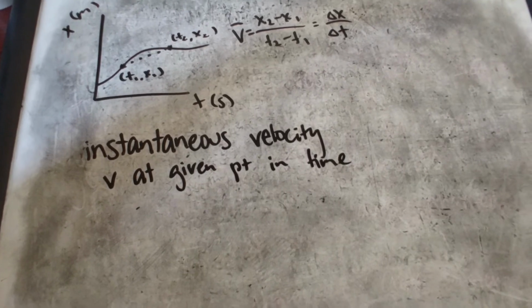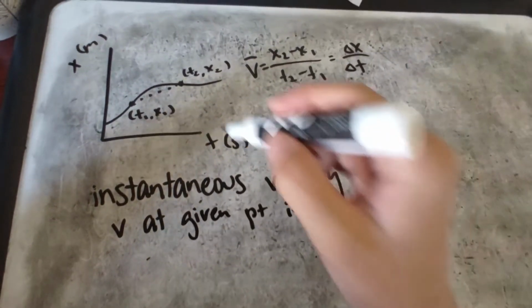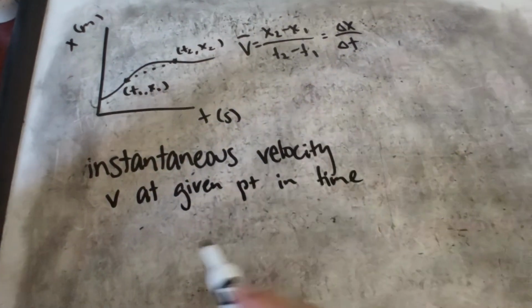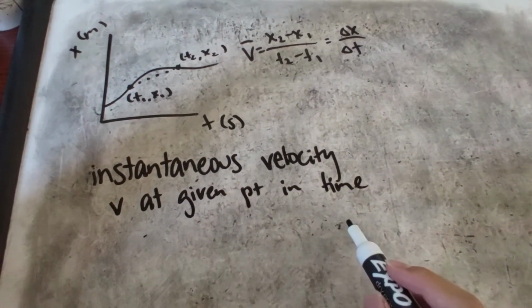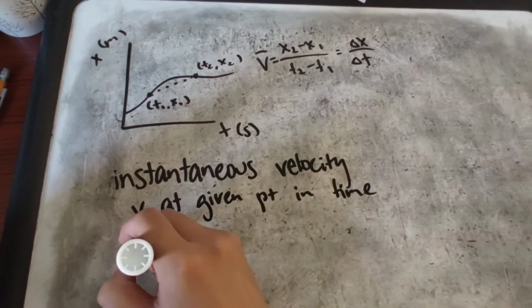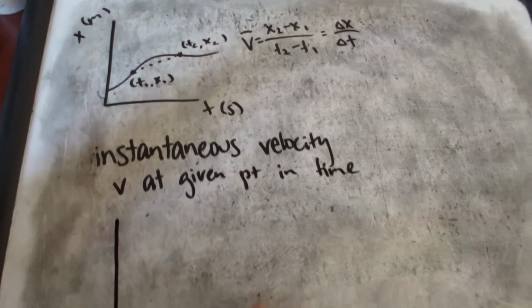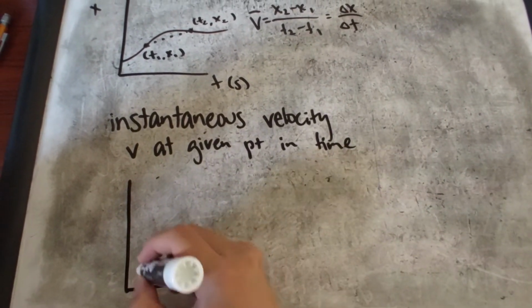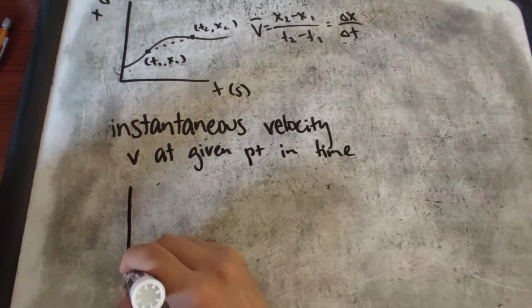This is the velocity at a given point in time. So normally, in this example, it took 2 points to find the velocity, but when the velocity is given at a point in time, then it will require some extra work. So let's do a graph over here. It will require a tangent line to find that velocity at a point in time.